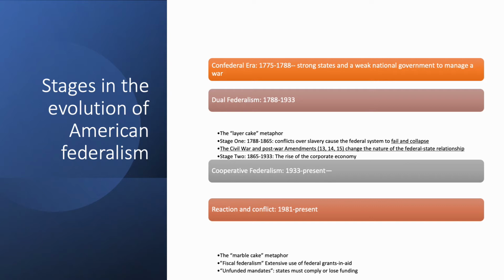From 1933 to the present, we call it cooperative federalism, where through the use of money and other provisions, the national government and the state government have supposedly been trying to cooperate to a greater extent to accomplish the same objectives. Like, for example, during the time of COVID, you see the national government and the state governments, in most cases, trying to cooperate to deal with the pandemic.